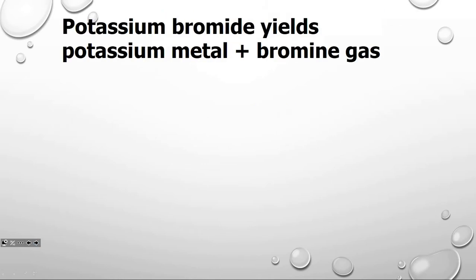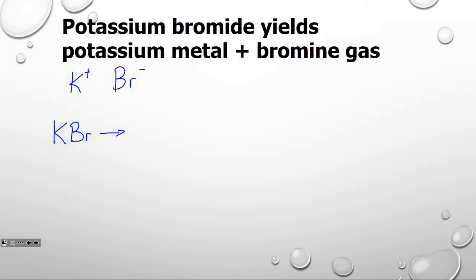Potassium, what's that? K, what charge does K have? +1 because it's in the first column. Bromide, what's that? Br, what charge does Br have? Minus. Okay, so it's just smash them together, right? KBr, oh, already yields. Okay.